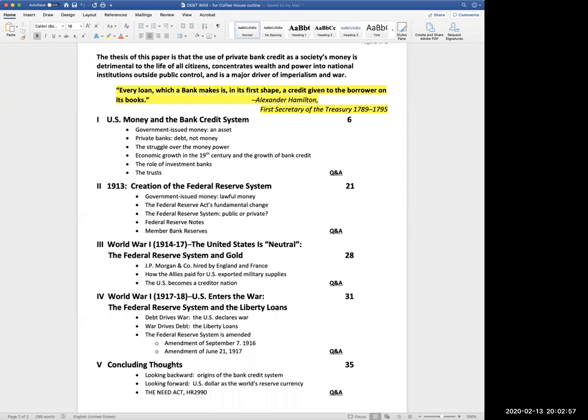I just want to give you a little picture into why this is happening. And it goes back to our Constitutional Convention. In 1787, there's a call for a Constitutional Convention. And during this convention, a struggle took place over the power of the government, the legal power of the government to issue paper money.